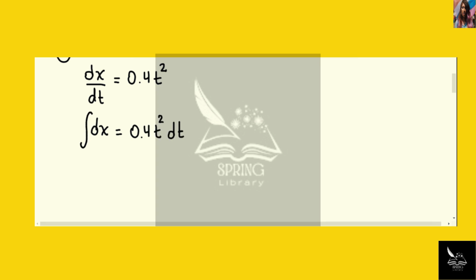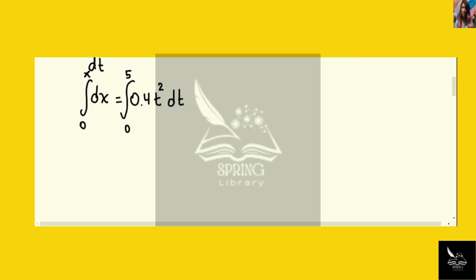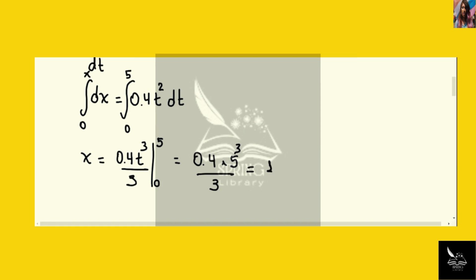And I'm going to integrate both sides from the initial time 0, when the position is 0, the block is at the origin, to the final time of 5 seconds, where the block is at position x. So we have that x is equal to 0.4 times the integral of t squared, which is t cubed over 3, from 0 to 5. So this is 0.4 times 5 cubed over 3. And this is equal to 16.7 meters, which is the answer to our exercise.